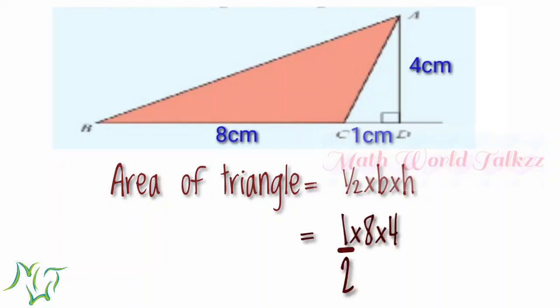Substituting, we get area is equal to half into 8 into 4. 2 is common, so divide each by 2. So we get 4 there. So 4 into 4 is 16. 16 square centimeter. Let's discuss the next one.